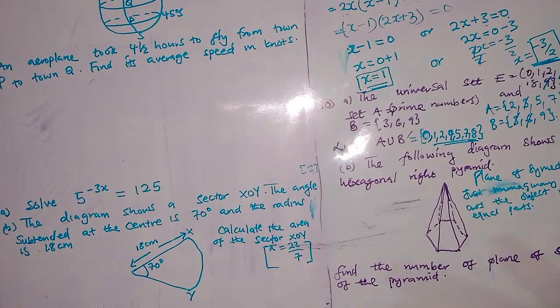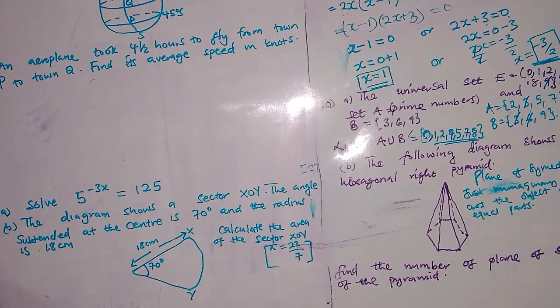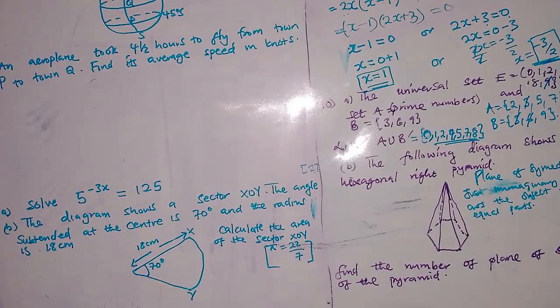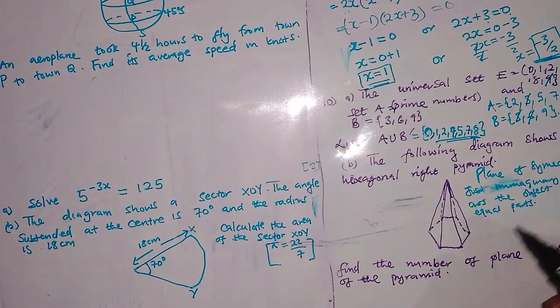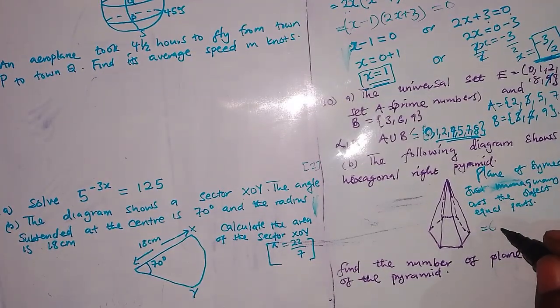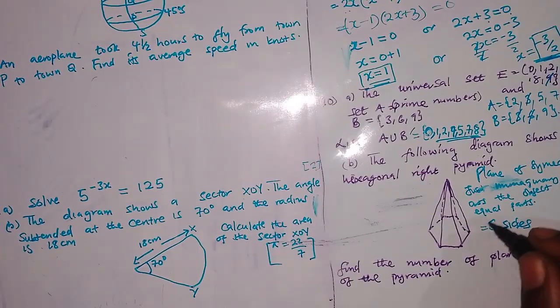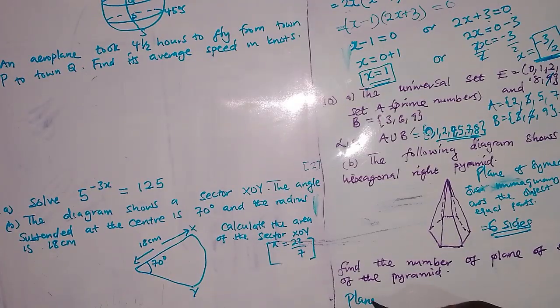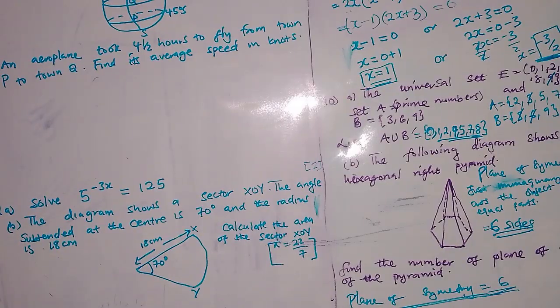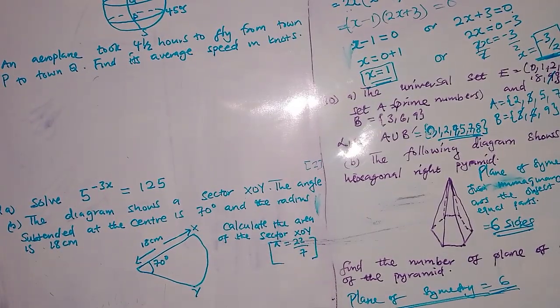Here is a simple trick which you can use: the number of planes of symmetry is equal to the number of sides that shape has. So just identify the base. Our base is hexagonal, meaning it has 6 sides. So our planes of symmetry are 6. Meaning you have solved your question. You have your 2 marks there.